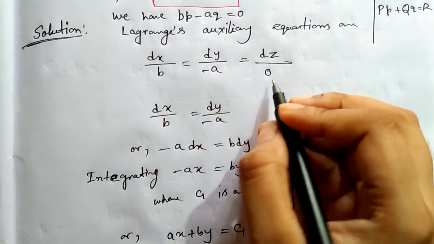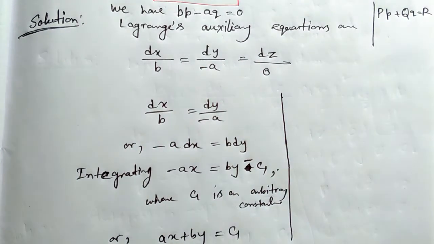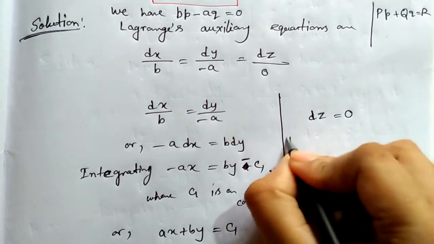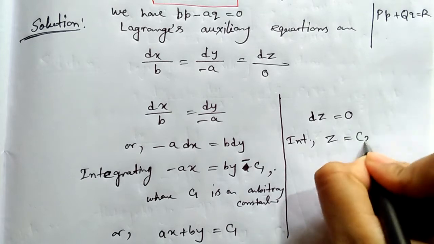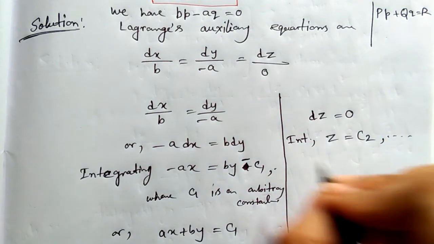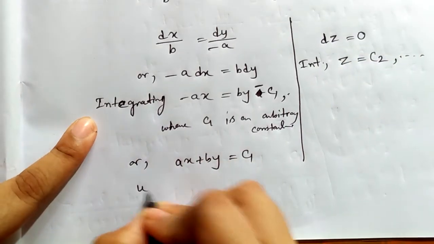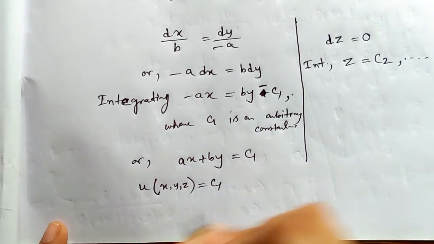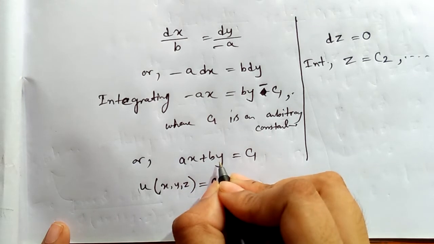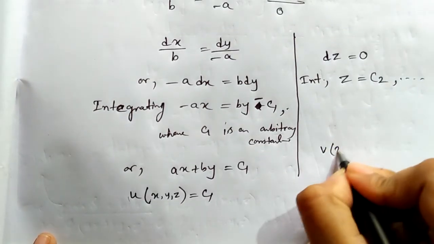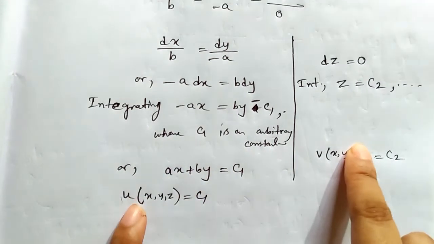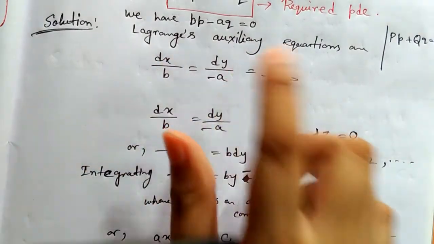Next, the second solution. For the second solution we can write it in this way. From the third ratio we can write dz equal to 0. Now integrating we get z equal to c2, where c2 is an arbitrary constant. So now we get these two independent functions, u of xyz equal to c1, where u of xyz is ax plus by, and v of xyz equal to c2, where v of xyz is z. So these u and v are two independent solutions obtained from this Lagrange's auxiliary equation.